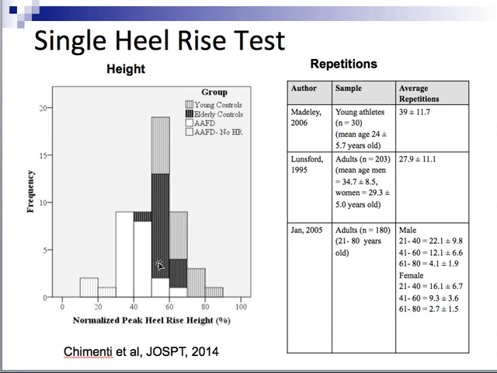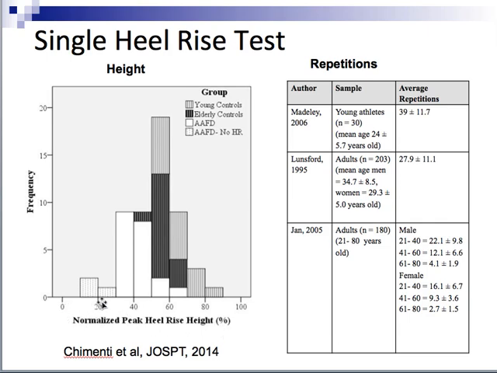We can see here that heel rise height is an important variable to collect. This particular sample is from one of the studies that was done at University of Rochester. We can see the frequency of heights achieved by a sample of young controls, elderly controls, and people with a flat foot deformity. And there's the percent of heel rise height that they were able to get to.